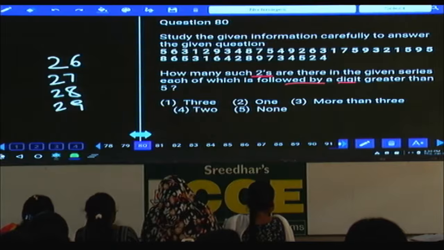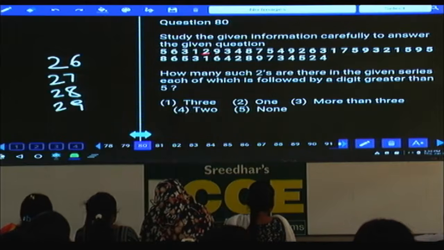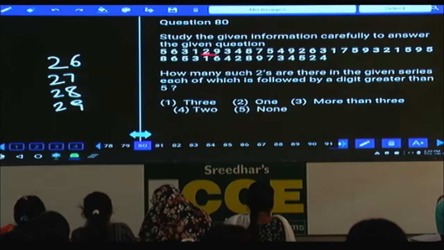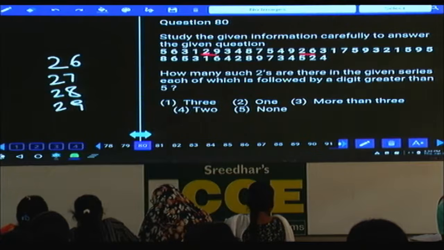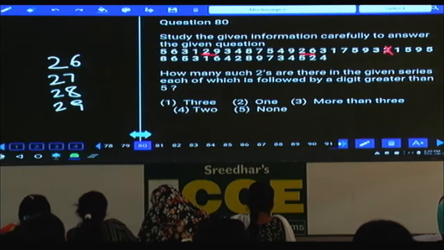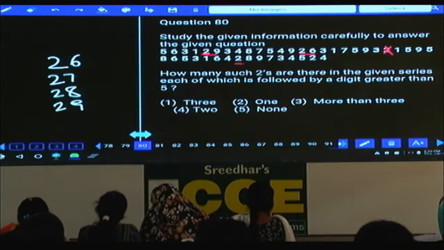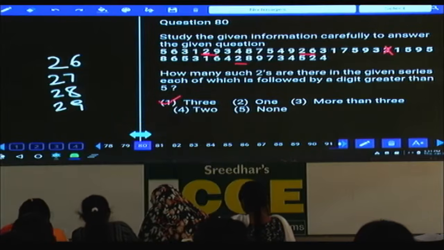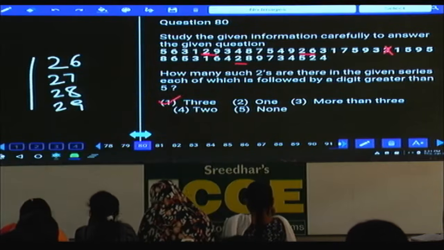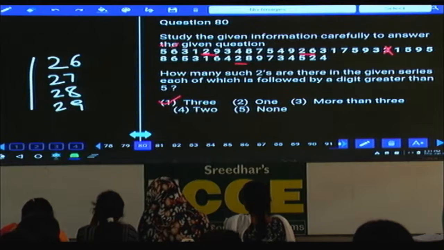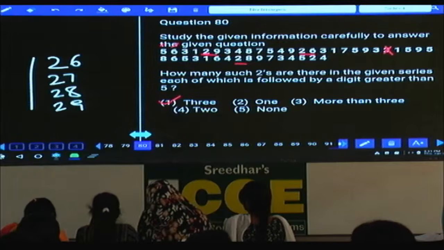Now tell me how many are there of such type. Now directly start from 2, isn't it? Rather than checking out each and every element. 29. Next one, where is the other 2? 26. Next, where is the other 2? This 2 cannot be taken because it is followed by 1 rather than more than 5. Next one, this 2 is followed by 8, isn't it? And so how many are there in total? All together we have 3. Choice 1 is the answer. Rather than representing like this, if you directly start counting each and every element, it itself will take around 3 minutes. Just try to represent the data first.